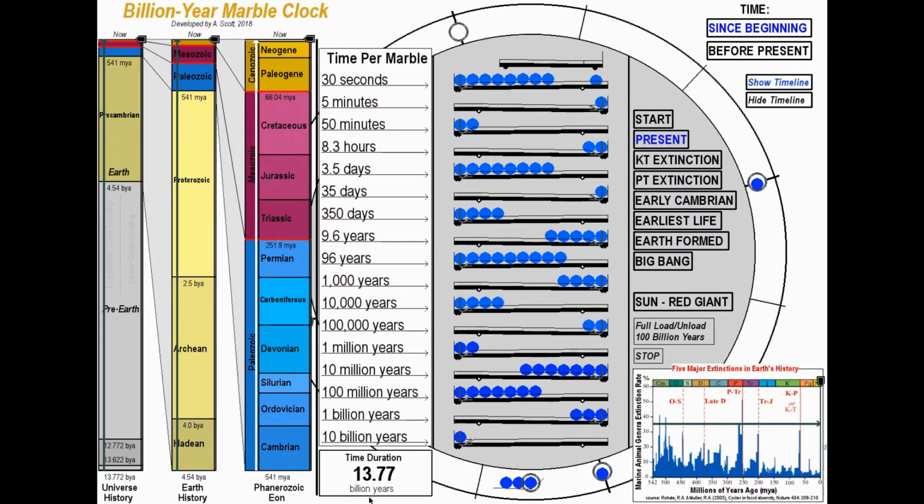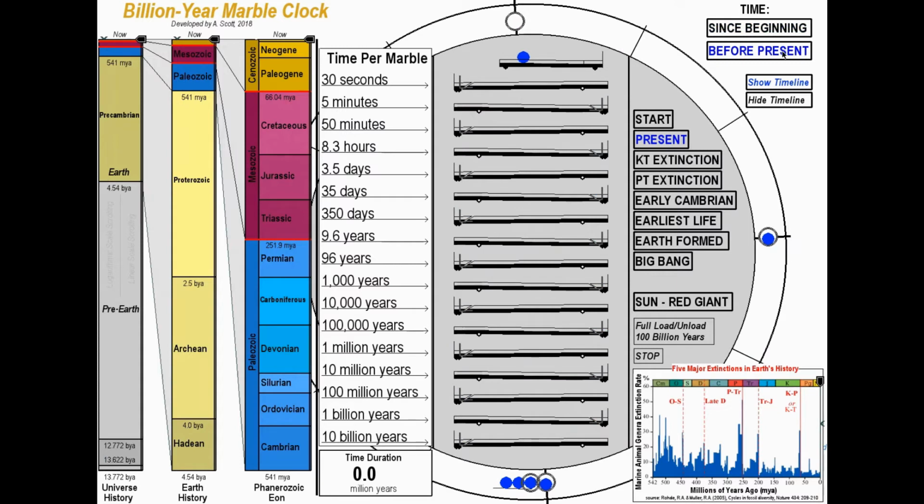The current arrangement of marbles shows a time going back to the very beginning of the universe, which is 13.77 billion years. Also shown are 4 different linear timelines of history. Let's start at the present and go back in time to some momentous events that have happened long ago.